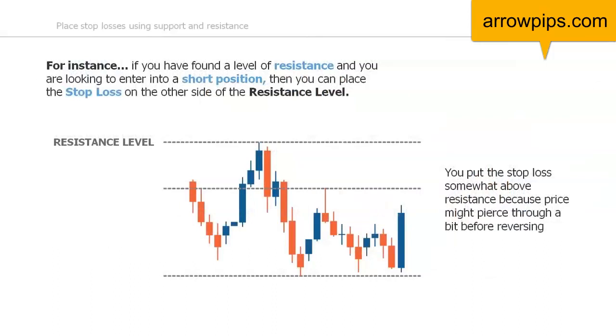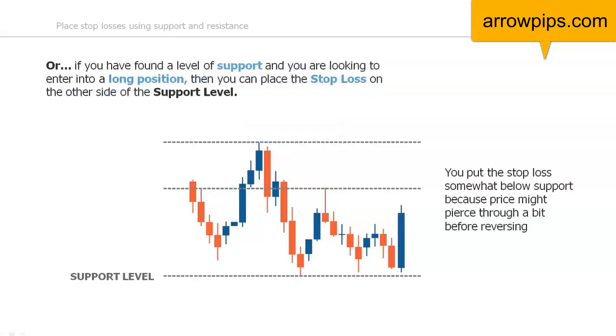So if, for instance, you want to enter a short position at a resistance level, you can then place the stop loss at the other side of this resistance level. You should place your stop loss somewhat above the resistance level, because the price may pierce through a bit before reversing. Or you may want to enter a long position at a support level, meaning you can then place the stop loss at the other side of this support level. You should place your stop loss somewhat below the support level, because price may pierce through a bit before reversing.